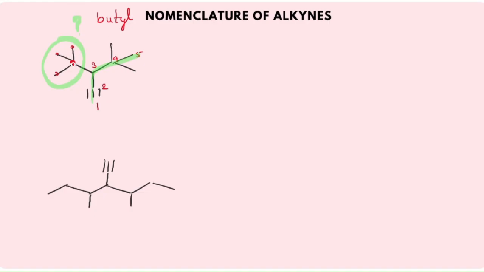And then check for this carbon. This carbon is attached to 3 carbons. Don't include this, okay? Just in the group. That means what? This carbon is a tertiary carbon. Therefore, it will be tertiary butyl. Tertiary is not part of the name, right? That's why you should always take the butyl B in the alphabetical priority.